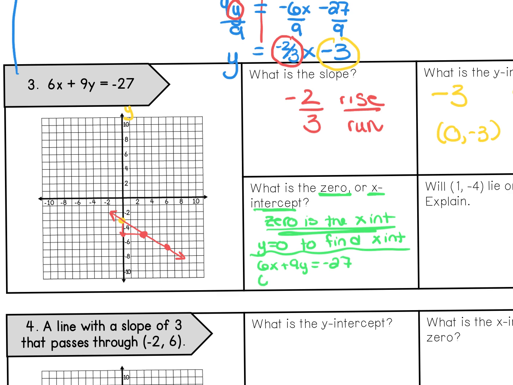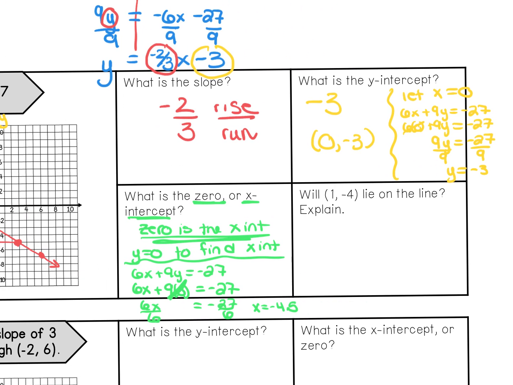I'm going to let my y become 0. So I have 6x plus 9 times 0 equals negative 27. This is nothing. So 6x equals negative 27. Divide by 6. And if you type that in your calculator, it should come out to x equals negative 4.5.